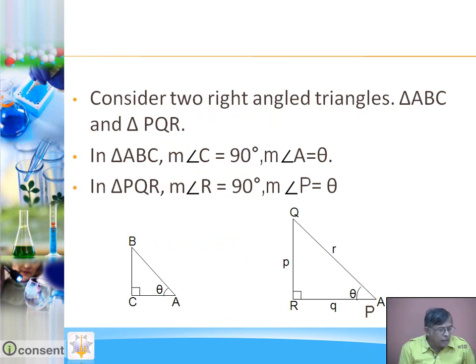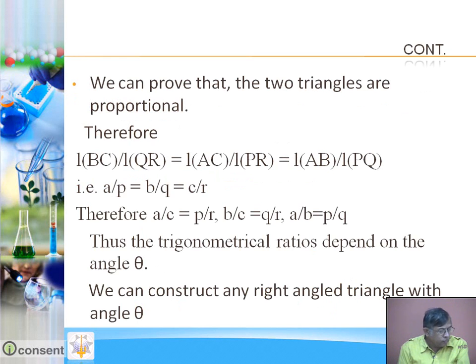Now consider two right angle triangles ABC and PQR. Here again C equal to R, A is theta, and here also A is theta, which means these two triangles are similar triangles, and the corresponding ratios BC upon QR is equal to AC upon PR equal to AB upon PQ. So here A upon P equal to B upon Q equal to C upon R. Therefore, A upon C equal to P upon R, etc. Thus, the trigonometric ratios depend on the measure of the angle. We can construct any right triangle with angle theta.